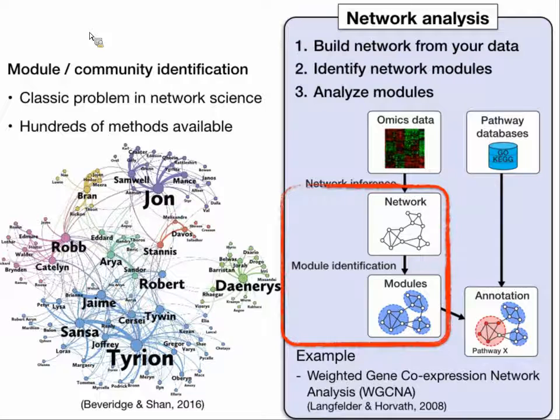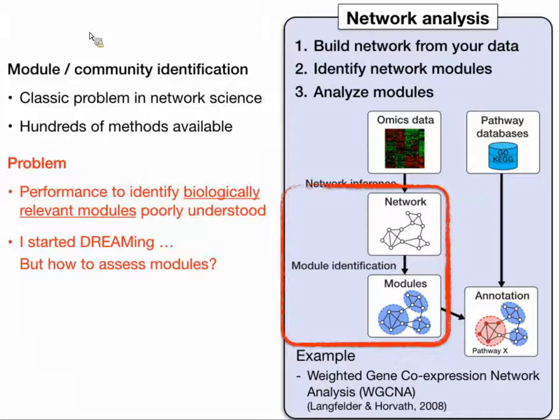It's the Game of Thrones characters network. And the modules shown in color correspond to the noble houses of these different characters. But you can, of course, do this with Twitter networks and so on. So it's a very relevant problem. But here we were more specifically interested in applications to biological data. And the problem is the performance: what are the best methods to identify biologically relevant modules? That's really not well understood.